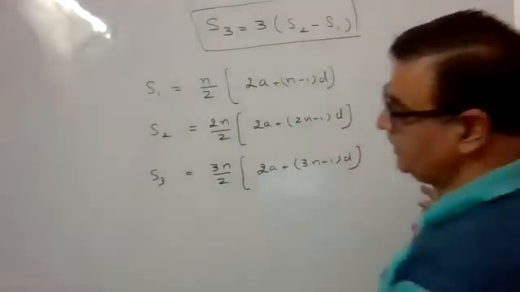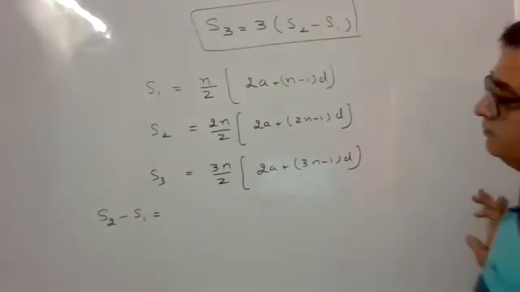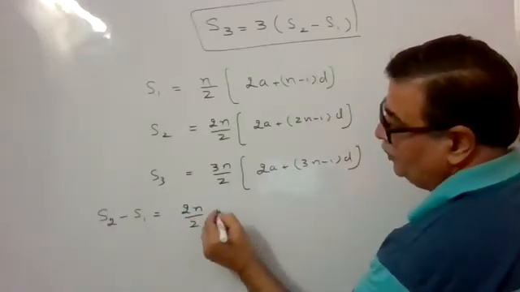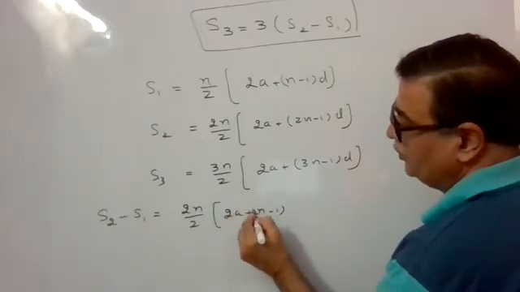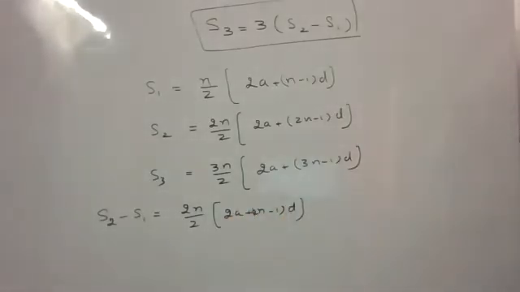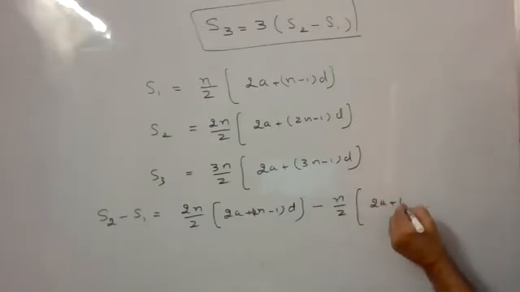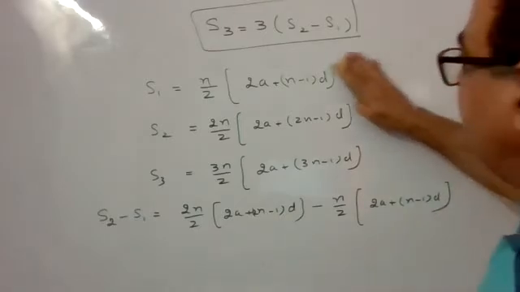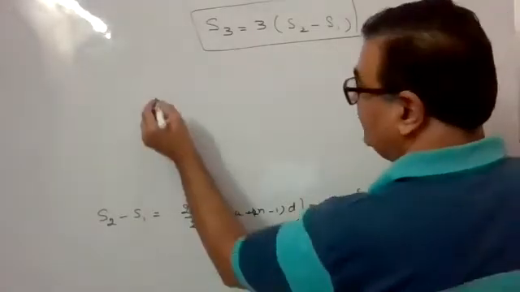Now I go for S2 minus S1. What will it come to? 2n by 2 into 2a plus 2n minus 1 into d, minus n by 2, 2a plus n minus 1 into d. Right? Now I take n by 2 common in all, because n by 2 is needed.